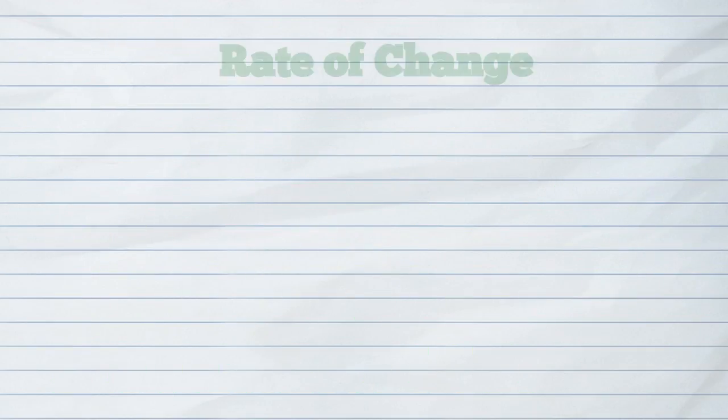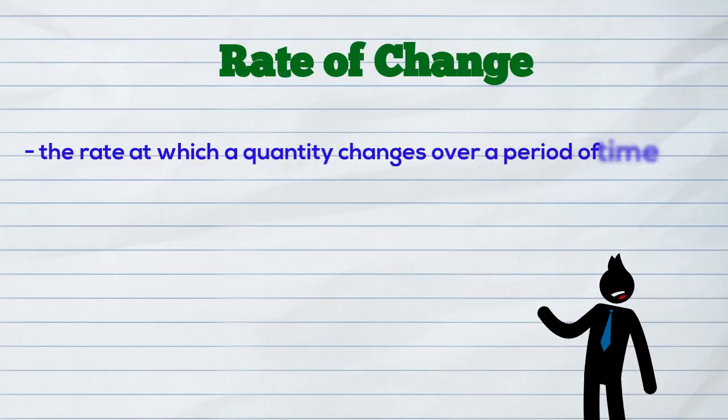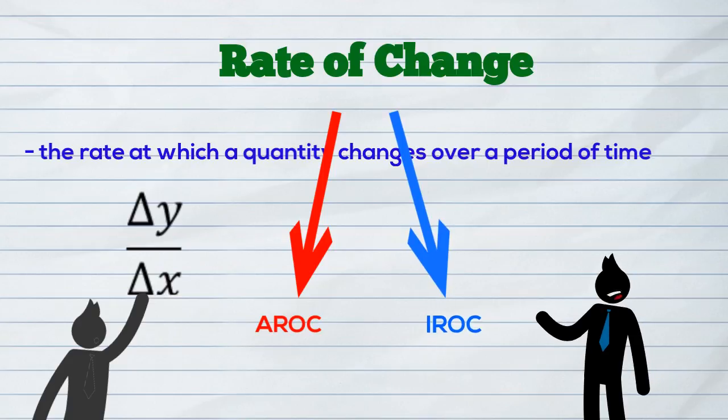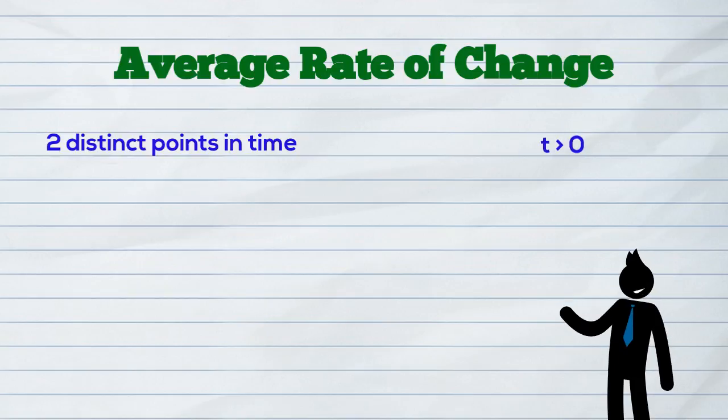Let's start by defining rate of change. Rate of change is simply the rate at which something changes over a time interval or period. In mathematical terms, it is the change in the y value over the change in x values, or delta y over delta x. Rate of change can be split into two categories: average rate of change and instantaneous rate of change. In average rate of change, the rate is measured at two distinct points in time, meaning that the time interval is greater than 0. Therefore, this rate of change can be easily calculated without the application of limits.